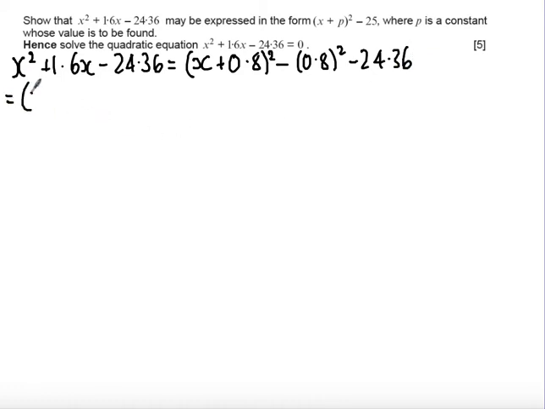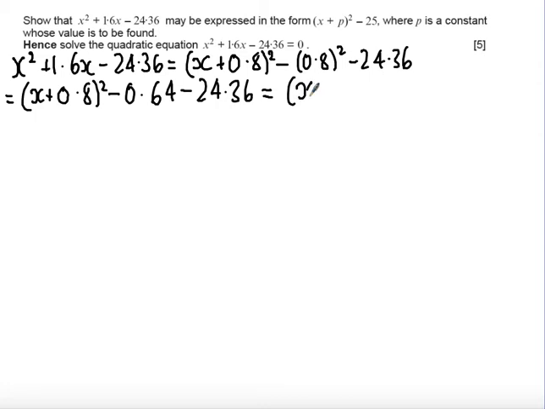Okay, so now starting to tidy it up, (x plus 0.8) squared, 0.8 times 0.8, or 8 times 8 is 64, and since there are two decimal places when I do 0.8 times 0.8, I get an answer of minus 0.64, minus 24.36, and so we can indeed write it in the form specified, (x plus 0.8) squared minus 25, so p is 0.8.